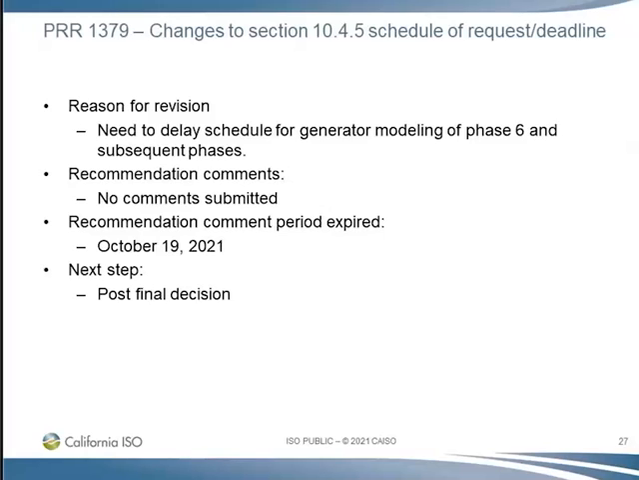We did not receive any recommendation comments, and the recommendation comment period closed on October 19th. The next step is to post the final decision. Are there any questions about this PRR? Okay.